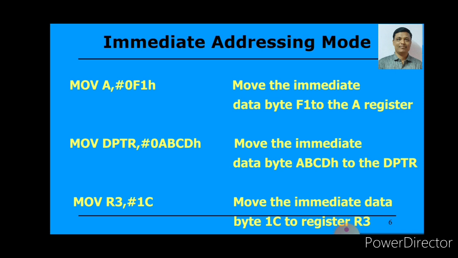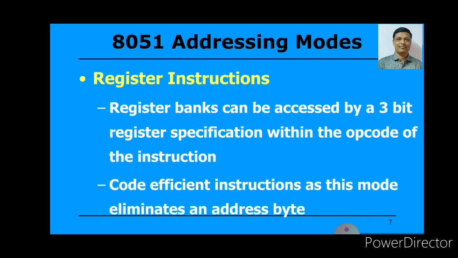There are some other examples of this mode. For example, MOV A, #0F1H: here it will move the data F1 into the accumulator. The next, MOV DPTR, #0ABCDH: here the 16-bit data ABCD will be loaded in DPTR. Similarly, MOV R3, #1CH: here the data 1C will be loaded into register R3.